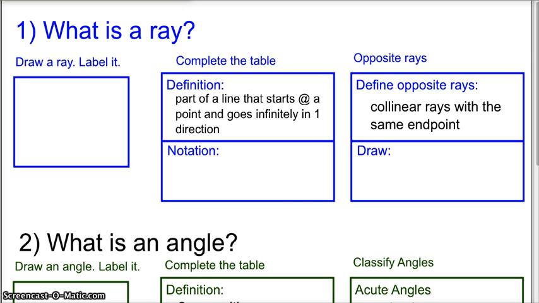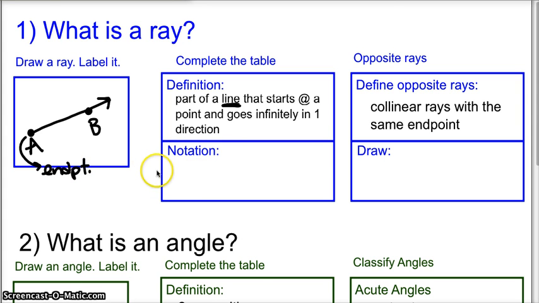All right, what is a ray? A ray is part of a line that starts at one point and goes infinitely in one direction. When we label it, the endpoint has a capital letter, and there's one other point on it. Just like for a line, you need 2 points. You need 2 points for a ray as well, but one of them is the endpoint.